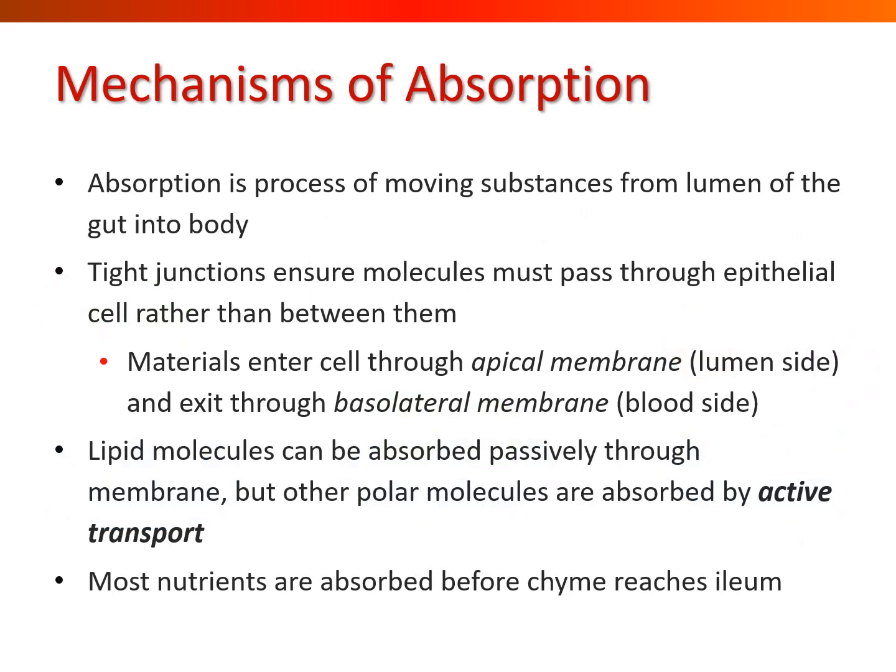The mechanisms of transport of substances, moving these things from the lumen of the intestine into the bloodstream. When we look at what's happening in the intestines, we have tight junctions that ensure that molecules have to pass through the epithelial cell rather than between them. So we want the mucosal lining to be regulatory, so that we control what can come out of the intestinal lumen and into the blood supply. That's what those tight junctions are telling us.